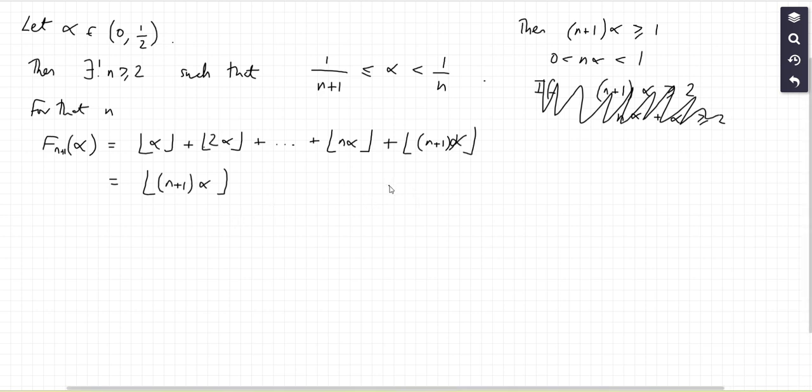Okay. Now, could it be greater than 2? So let's just ask that as a question. Could n plus 1 alpha be greater than or equal to 2?